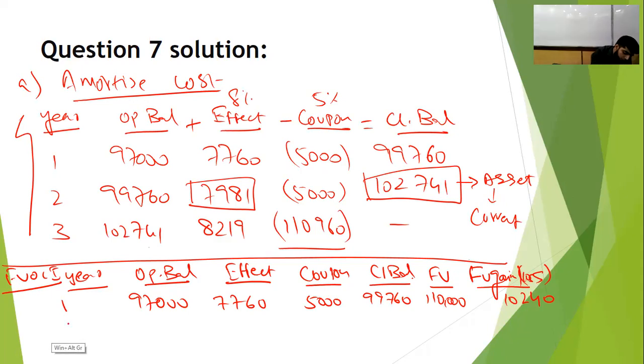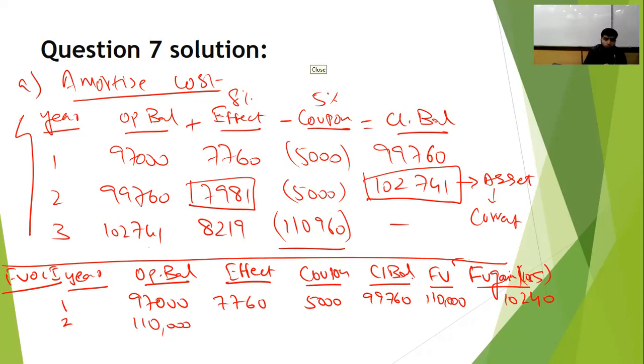Okay, now let's move on to year two. What will be the opening balance? The opening balance is going to be 110,000. Why? Because we have measured the investment at its market value. At the end of year one, we measured the investment at 110,000. So now the opening balance would not be 99,760, but 110,000. Is it clear to everyone?